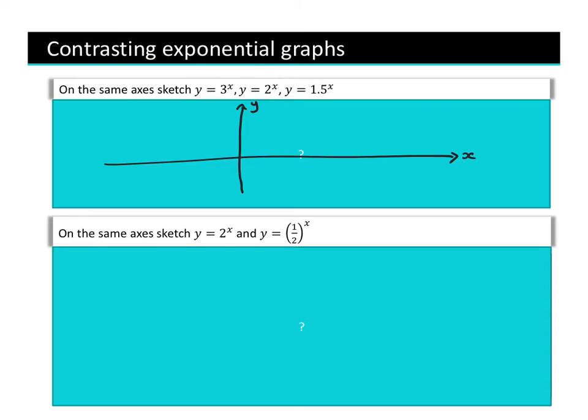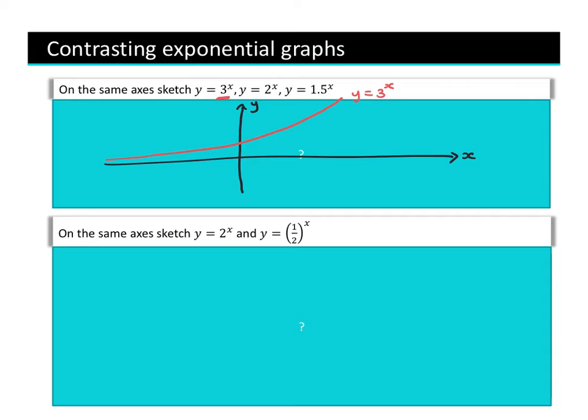If I choose a few different colours, my red line is y equals 3 to the x. It's going to look like this, and it's crossing at 1. So this is my y equals 3 to the power of x. We know it's going to cross at 1.